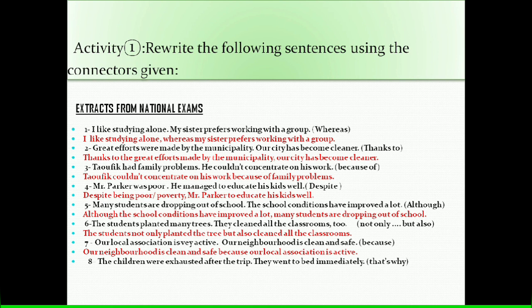Last one. The children were exhausted after the trip. They went to bed immediately. That's why. That's why means because of this, okay? Or as a result of this. So, fantabulous. The children were exhausted after the trip. That's why they went to bed immediately.